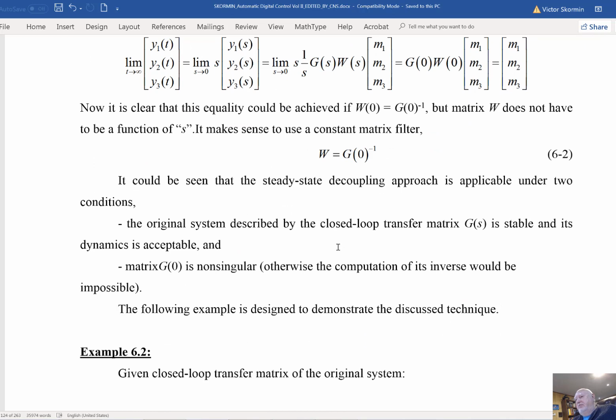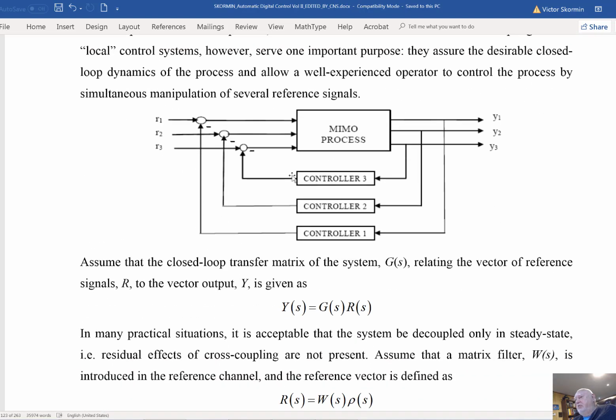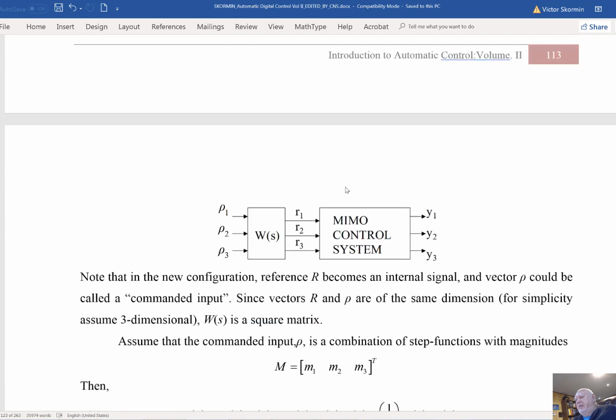However, it is very good to keep in mind that the original system described by the closed-loop transfer matrix must be stable, and its dynamics must be acceptable, which puts a lot of emphasis on the skillful design of these individual controllers or local controllers. If you do not design them well, the system could be unstable and dynamics could be purely unacceptable.